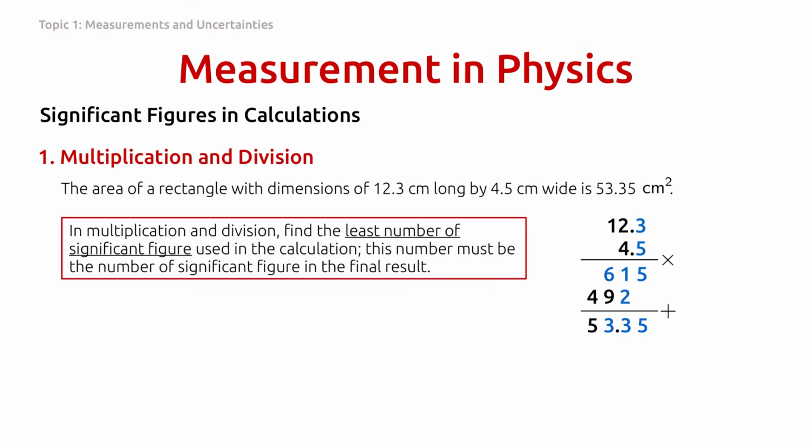This is a rough general rule if there is no detailed information of the uncertainties. In multiplication and division, find the least number of significant figures used in the calculation. This number must be the number of significant figures in the final result. Example: 12.3 has 3 significant figures. This number is multiplied by 4.5, which has 2 significant figures. Clearly, 4.5 has fewer significant figures than 12.3. The least number of significant figures here is 2. As a result, the final answer should also be expressed in 2 significant figures.